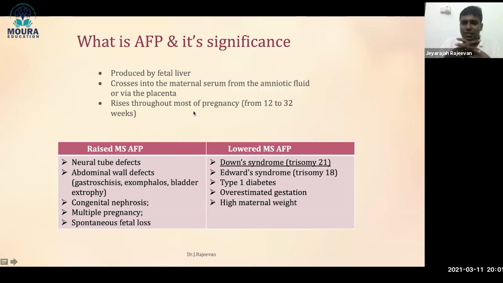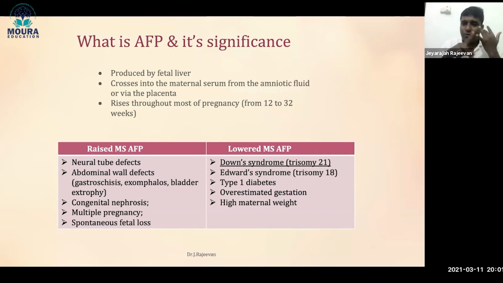So what are the conditions that will have raised alpha fetoprotein? What are the conditions that will have lower alpha fetoprotein? This is an MCQ. Please remember, right? Neural tube defect, especially the open neural tube defect, abdominal wall defects like gastroschisis, omphalocele, bladder exstrophy, congenital nephrosis, multiple pregnancy, and spontaneous fetal loss. Those are the conditions that will have elevated alpha fetoprotein.